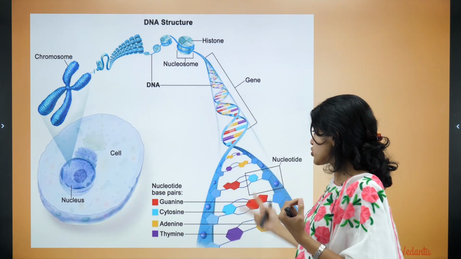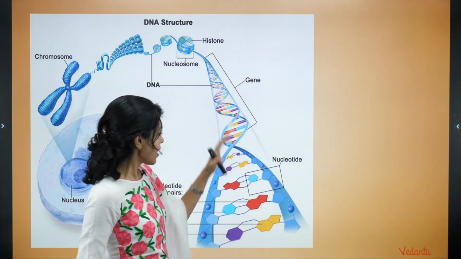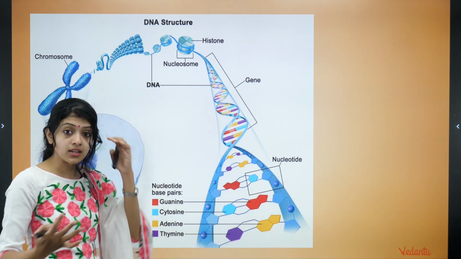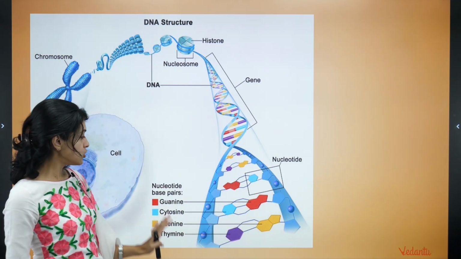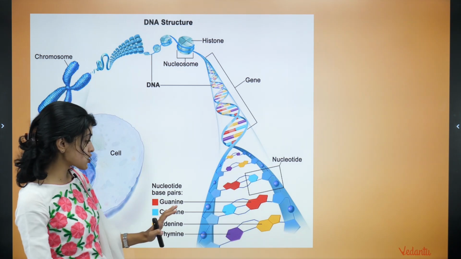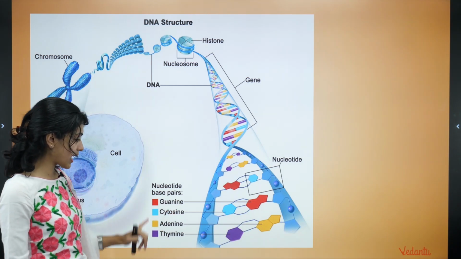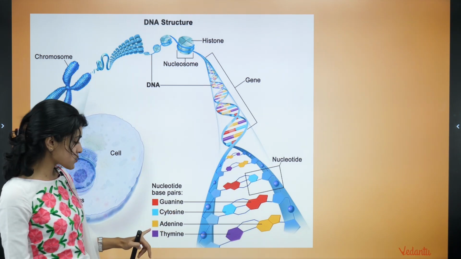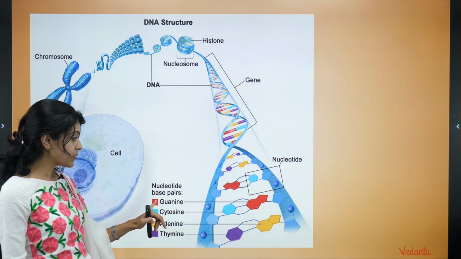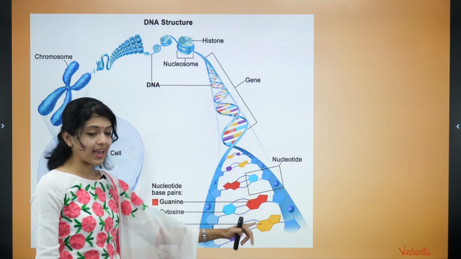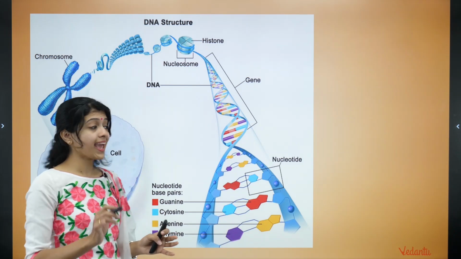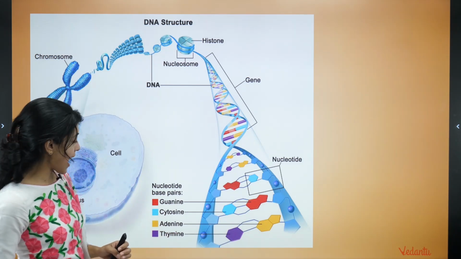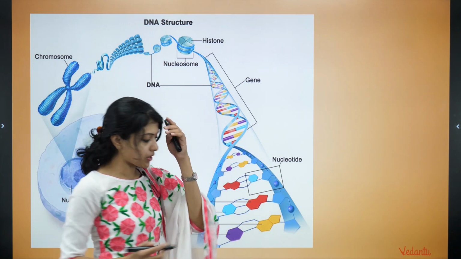And now, if you just zoom into the DNA structure, you can relate it to what we have discussed today. The nucleotide base pairs, right? Guanine, cytosine, adenine, and thymine. The color codings are here. You see that A, T are always together. G, C are always together. Again, remember that A and G are the purines and T and C are the pyrimidines.